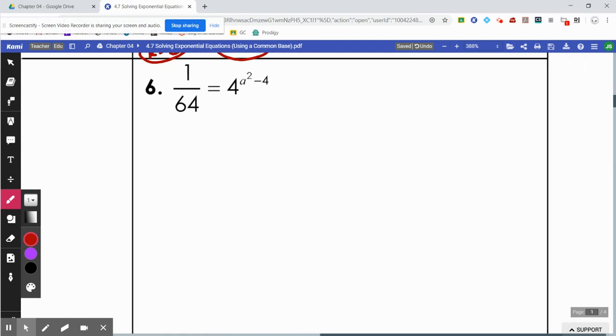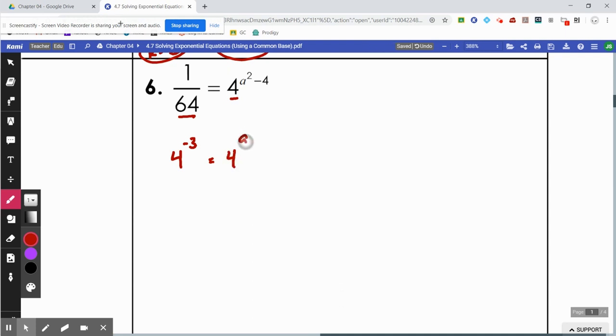Next one, 64. These numbers are both base 4 numbers. We can write them with a base of 4. So 64, I know 4 times 4 times 4 is 64, but we need a 1 over 64, so we're going to do 4 to the negative 3 power, because once again, to make a negative exponent positive would bring it to the bottom of a fraction. So 1 over 64 is 4 to the negative 3.